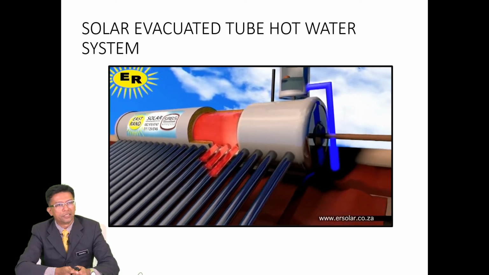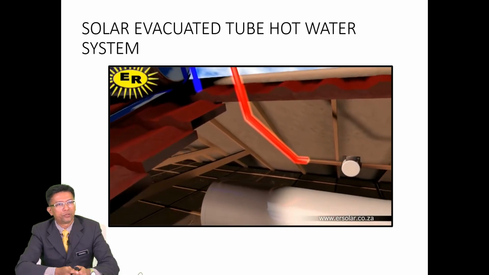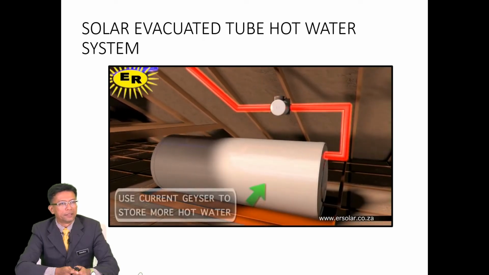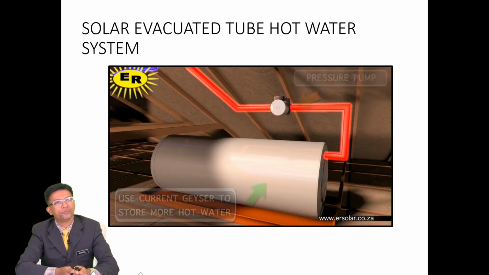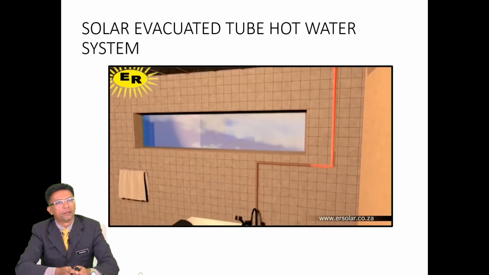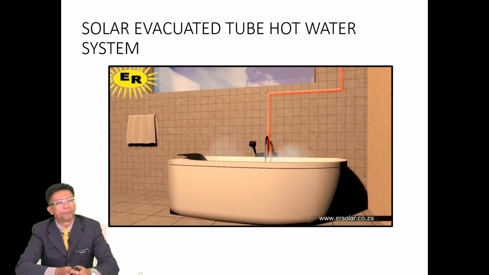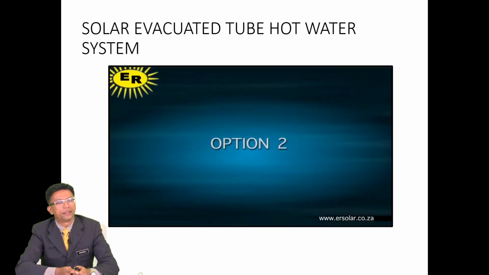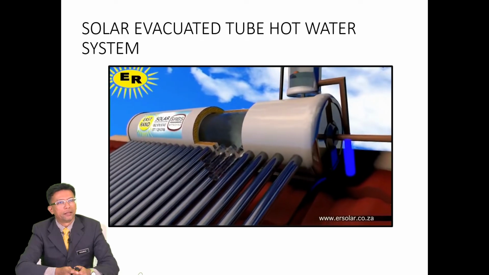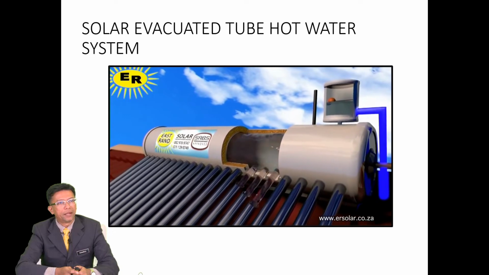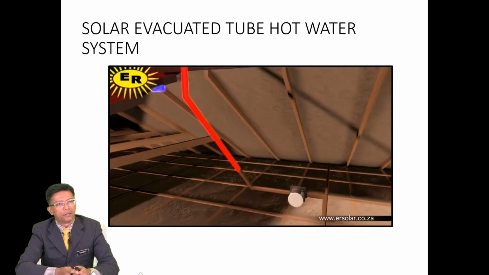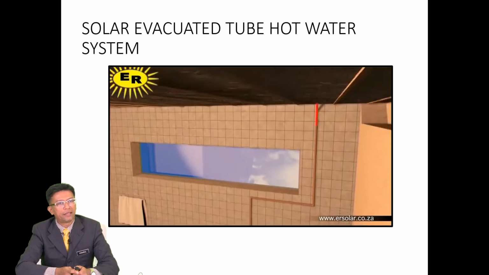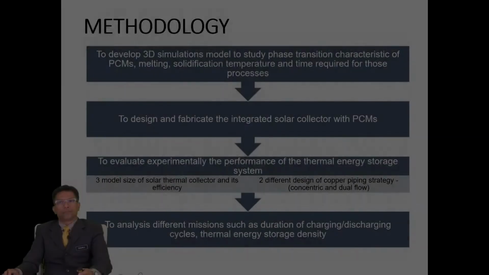In a normal condition, it is considered to have a storage whereby the hot water will be stored inside the storage tank. And there is another option, where the water is heated by solar evacuated tube, and then the hot water will be directly used.